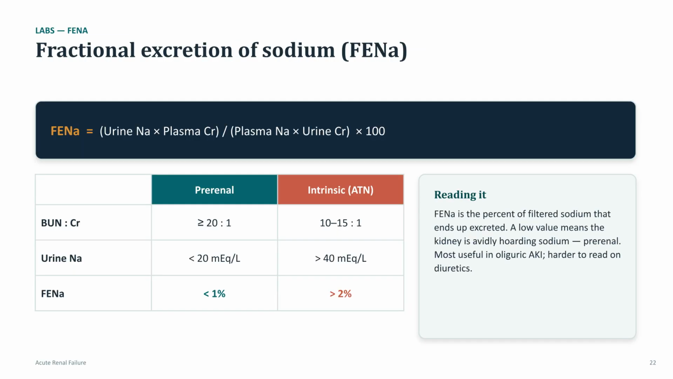The fractional excretion of sodium, or FENa, remains the gold standard for distinguishing causes when history is unclear. It calculates the percentage of filtered sodium that is eventually excreted. While highly reliable, remember that it is most useful in oliguric patients and can be misleading if the patient is on diuretics.